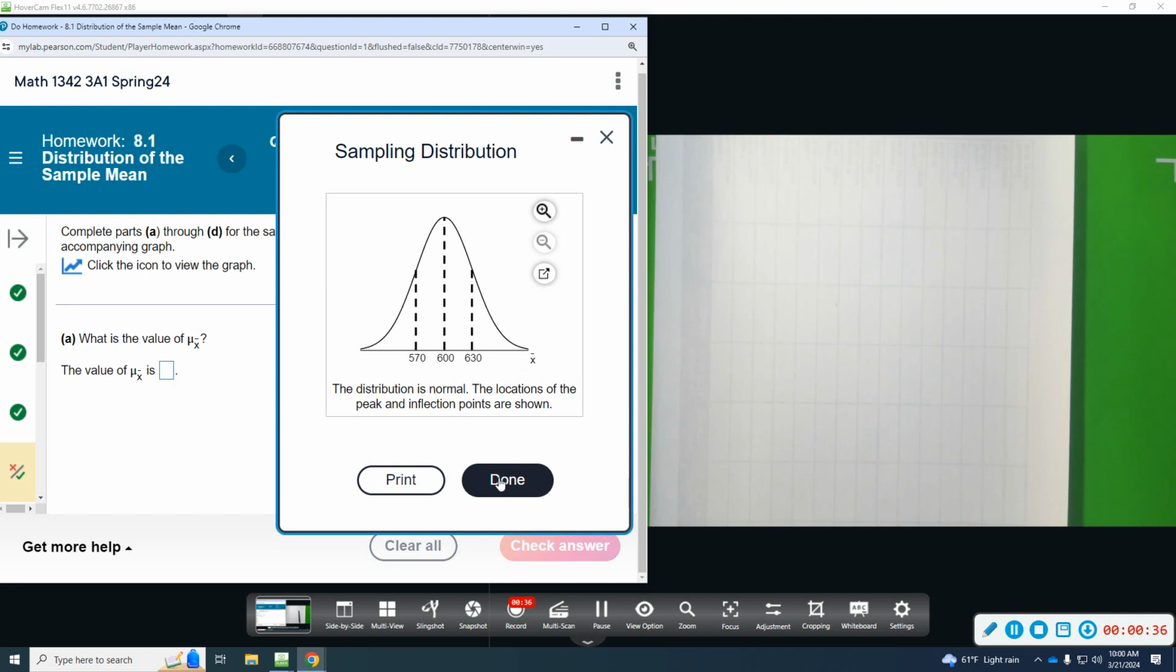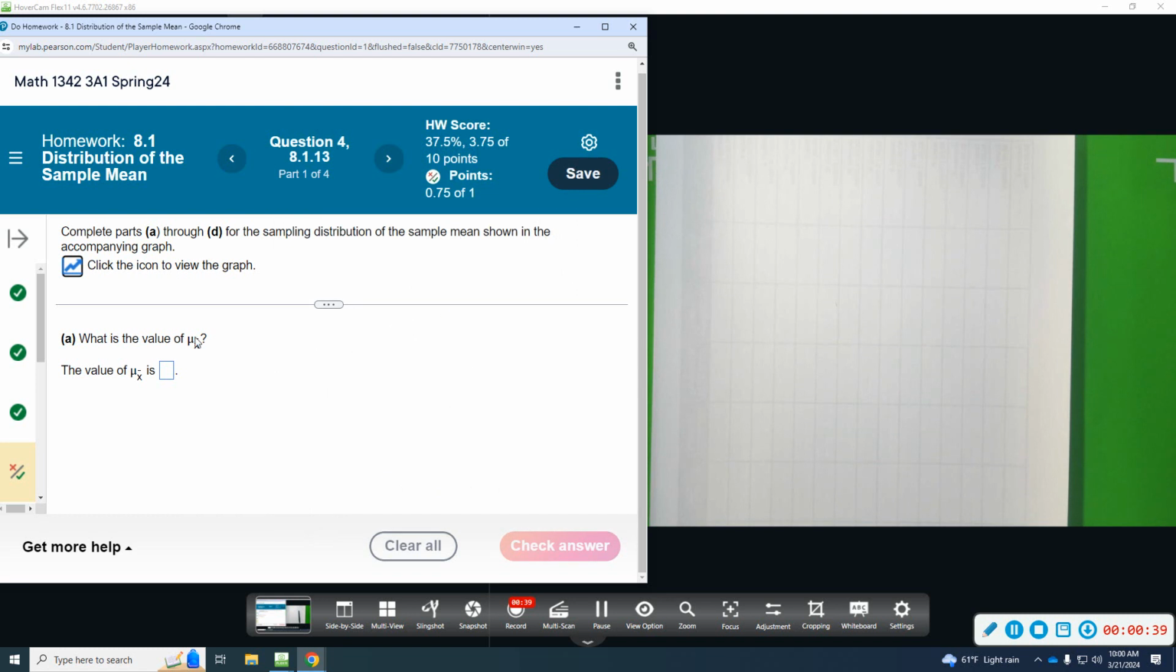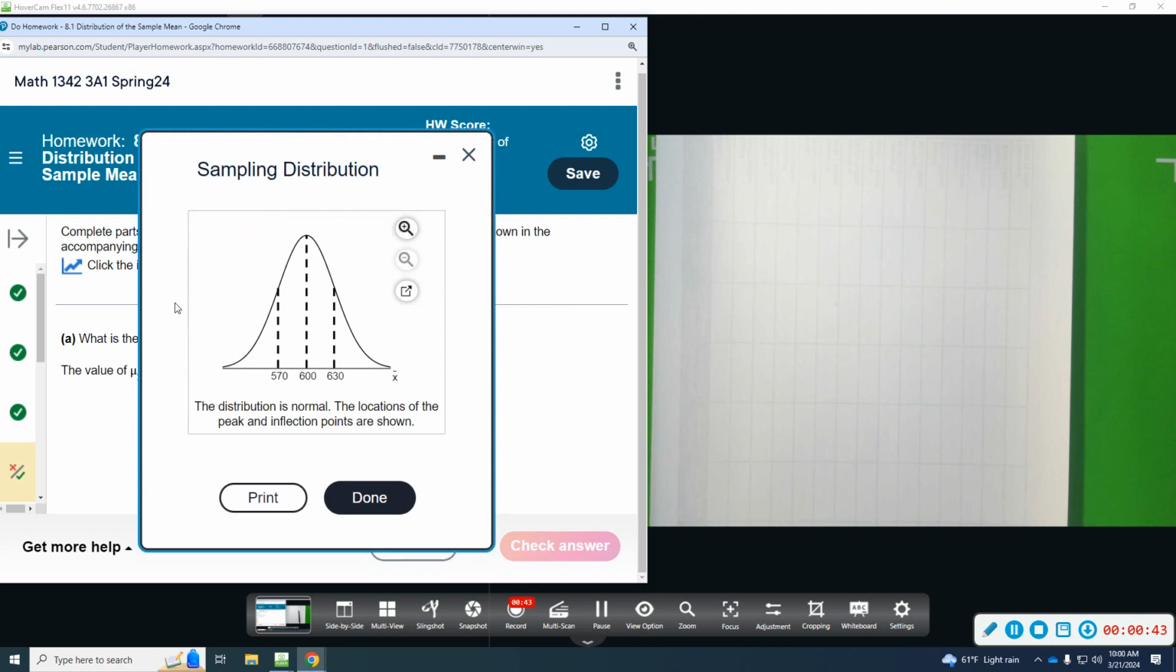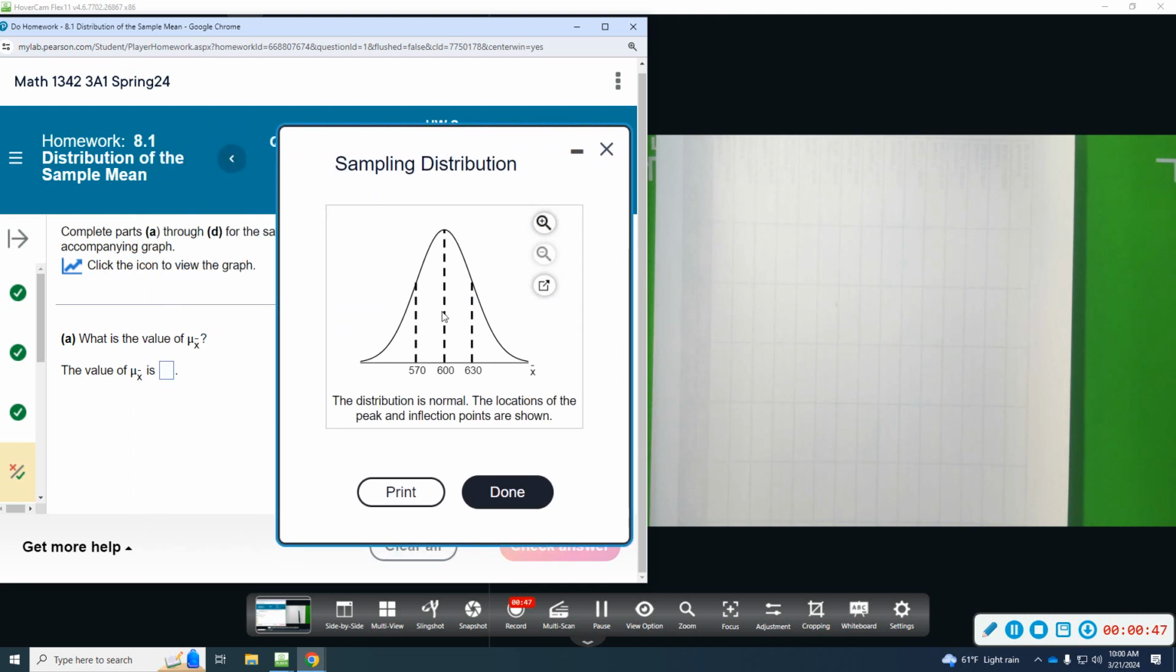So what is the value of the sample mean? Okay, it's going to be equal to the mean, the high point here. So from this sampling distribution, I can see that my mean is 600.